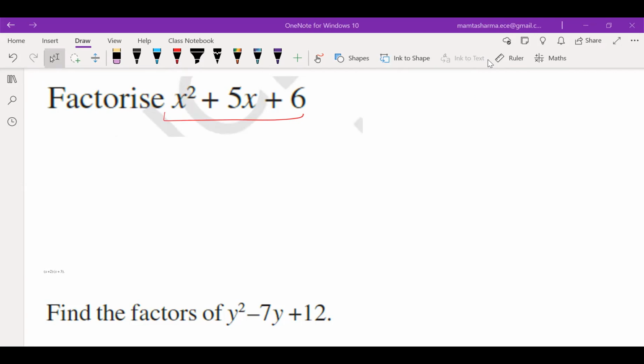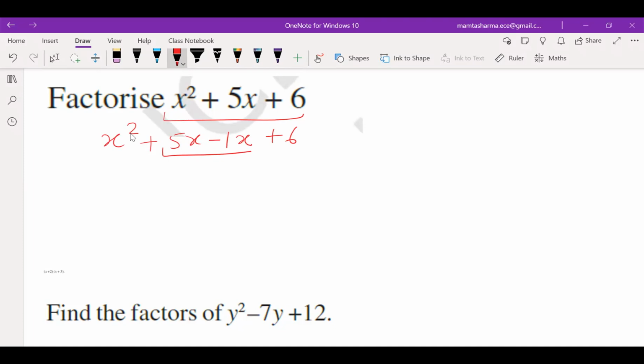Ma'am, but in the 4 table, 6 we won't take like that. Yes, ma'am, only 2 table, again we should divide them. Ma'am, I have a small question. Can we also take x square plus 5x minus 1x plus 6? Actually, we can take it like x square plus 2x plus 3x plus 6, 2 into 3.